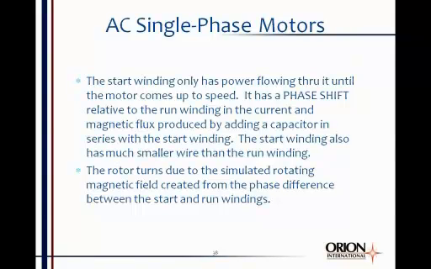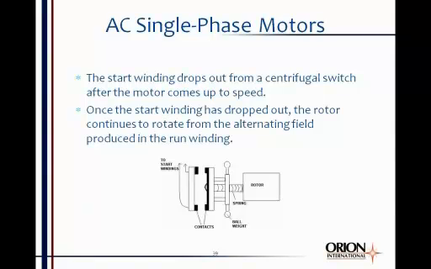You apply a single-phase waveform, the rotor starts turning. And then as soon as it starts turning, the start winding drops out from this centrifugal switch. Once that start winding is dropped out, it's operating on the run winding only. The rotor just continues to rotate due to the alternating magnetic field that's produced from the waveform in the run winding. And you can see a picture of a typical centrifugal switch there, that once the rotor starts turning, the contacts come open and it breaks circuit with the start winding.